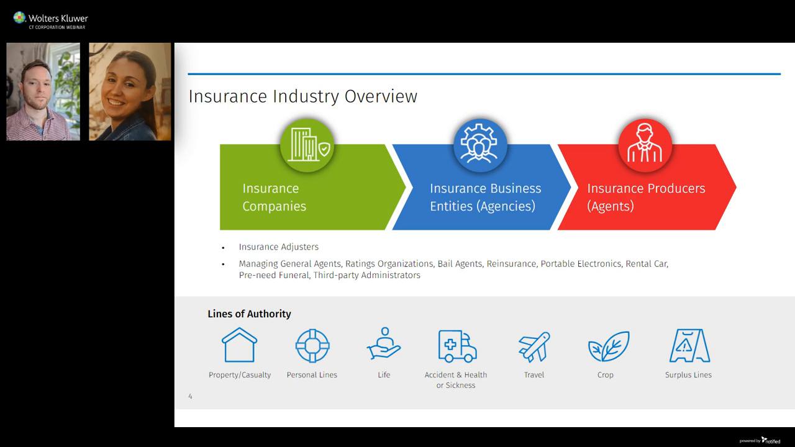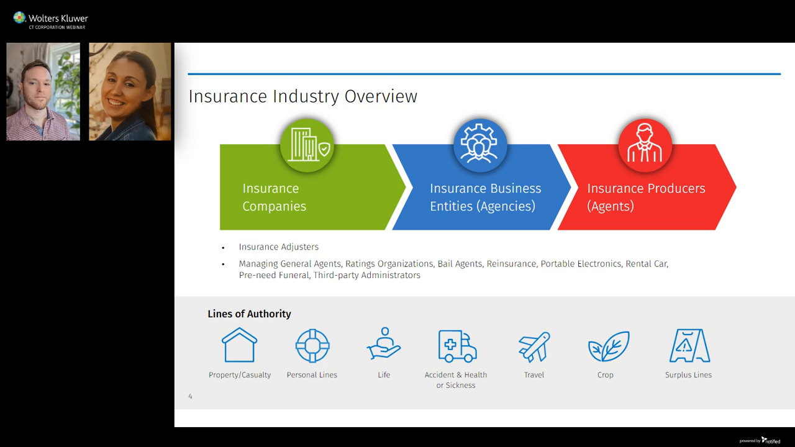These are going to include managing general agents, rating organizations, bail agents, reinsurance, portable electronic, that's like the insurance you get on your phone, rental car, pre-need funeral, third-party administrators, and the list goes on and on. Since the insurance industry is ever-changing, more unique license types will surely be created in the future, and the list will just keep growing. That's the beauty of it.